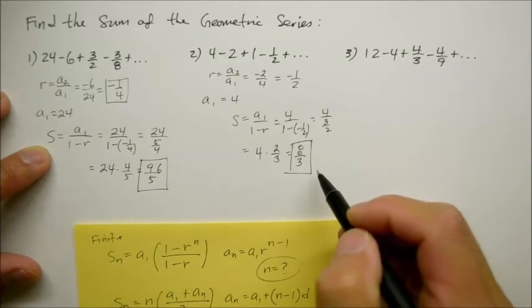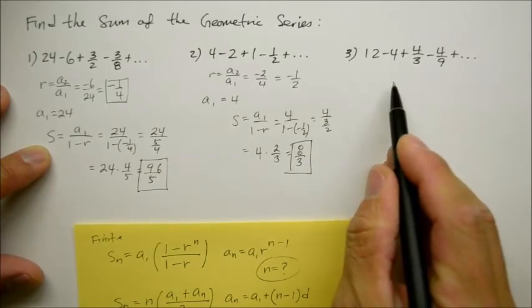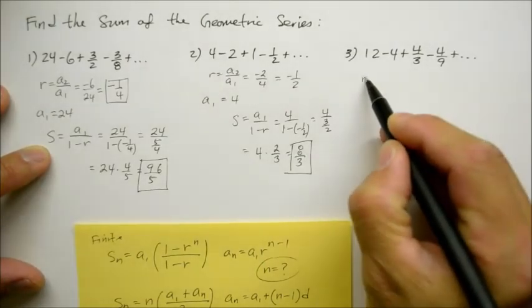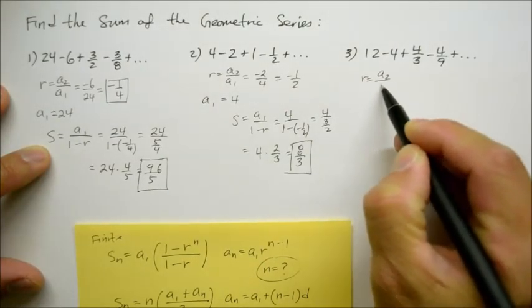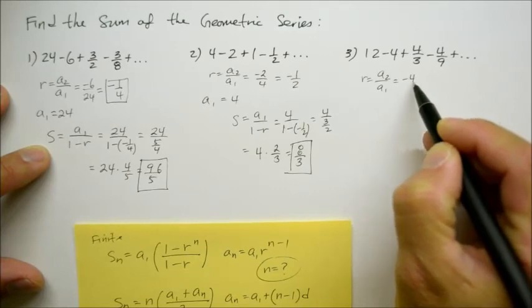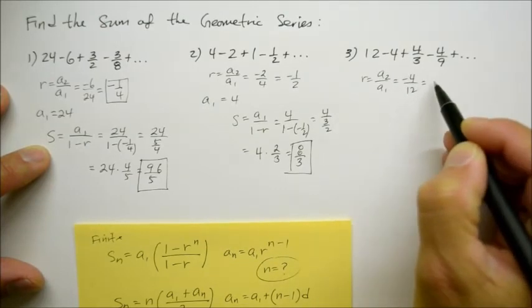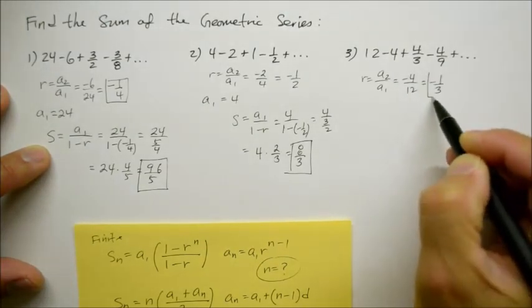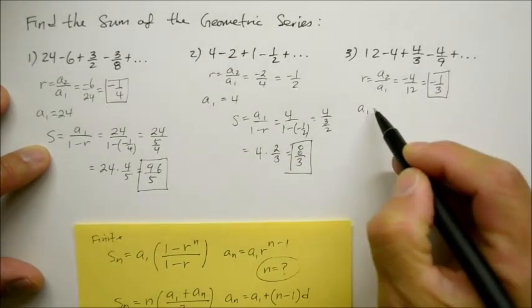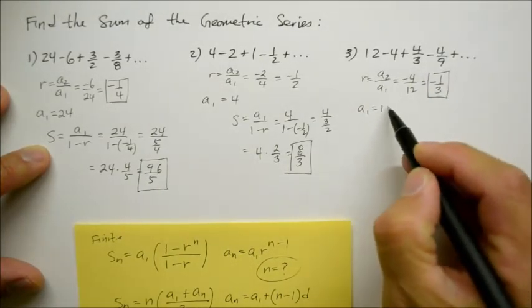It gets easier and easier. Check this one out now. Did you do it yet? All right, so you said the common ratio is, again, the second term divided by the initial term. So we got negative 4 over 12, which reduces to negative 1/3. The initial number on this series is 12.